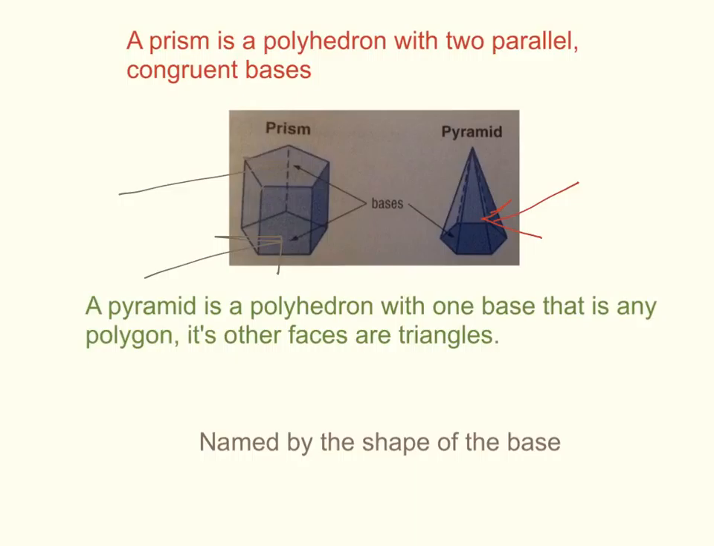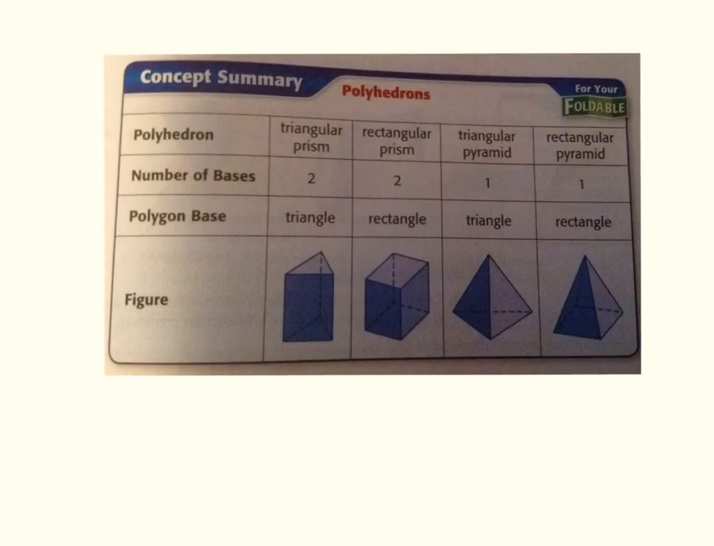So when we are naming a polyhedron, we use the base of the object to name what it is. In the example here on the left, this one would be a pentagonal prism because it's a pentagon and it's a prism. And then the pyramid, we would call this a hexagonal pyramid because the base is a hexagon, and it's a pyramid by definition because the sides of it are triangles and it is meeting at one vertex opposite of the base.